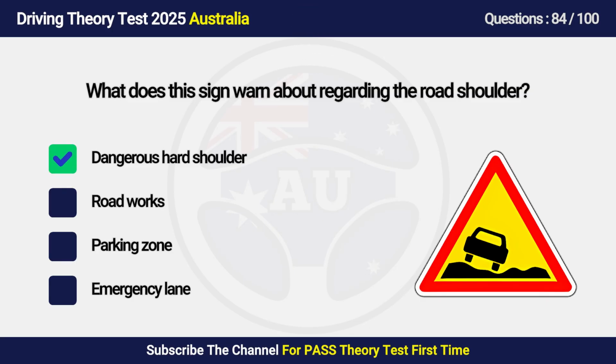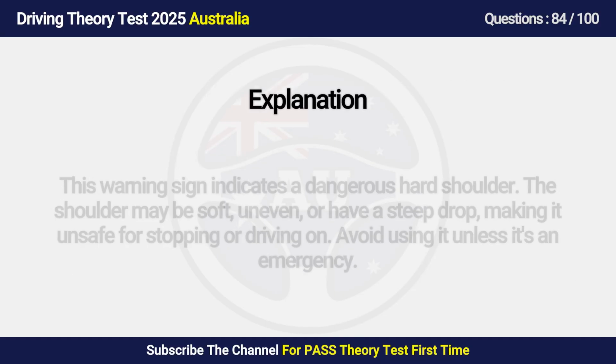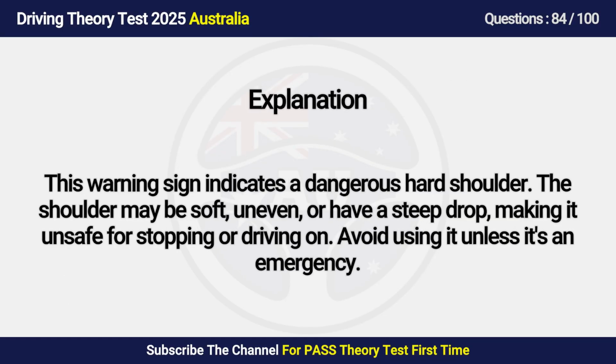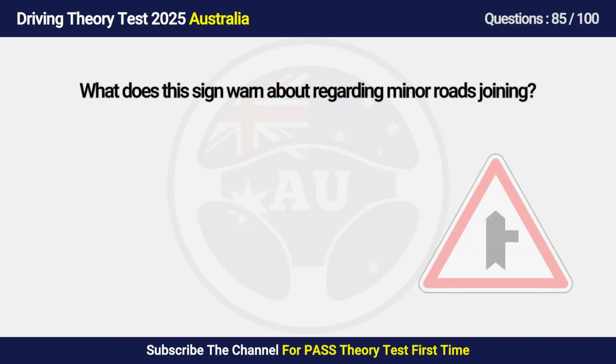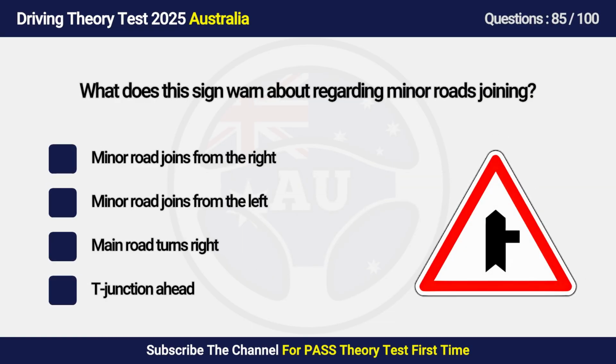Answer is A. Dangerous hard shoulder. This warning sign indicates a dangerous hard shoulder. The shoulder may be soft, uneven, or have a steep drop, making it unsafe for stopping or driving on. Avoid using it unless it's an emergency. Question 85. What does this sign warn about regarding minor roads joining?